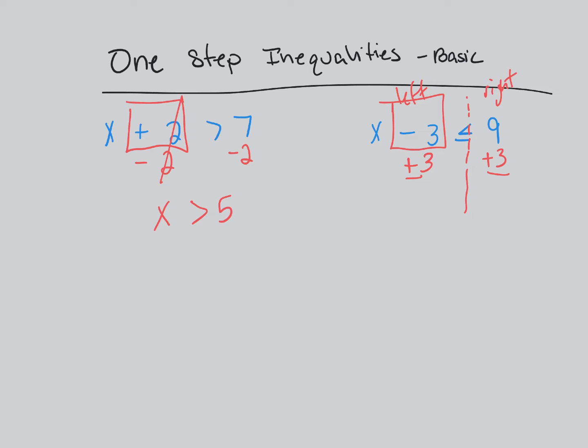And we want to check to make sure we did the right operation. Negative 3 plus 3, yep, that's 0. That's what I want, so that it goes away. Is less than or equal to, and 9 plus 3 is 12.